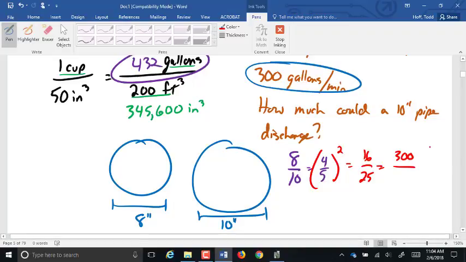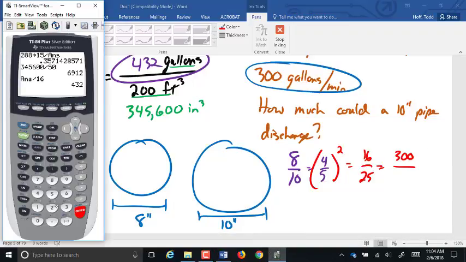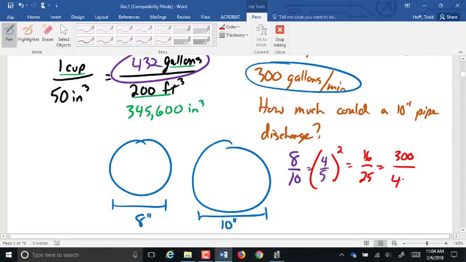300 goes with the smaller one, so it's going to be 25 times 300 divided by 16, which will give me 468.75. So the 10-inch pipe can discharge 468.75 gallons per minute, as opposed to the little one. Okay, I'll get you those worksheets right now.